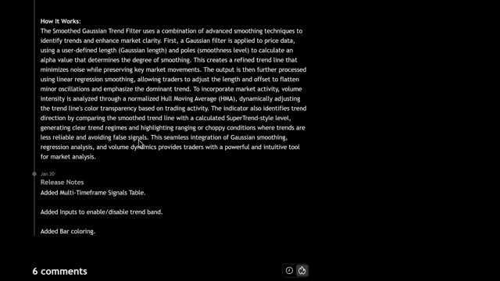Now, that may not seem like the simplest explanation, but what really matters is that this indicator actually works and is usable.